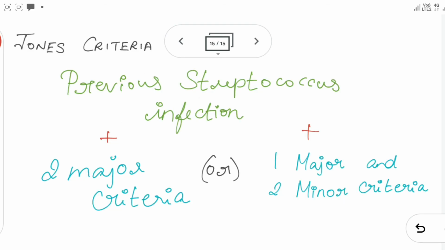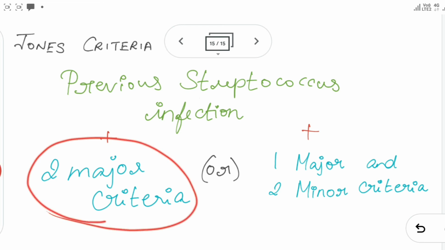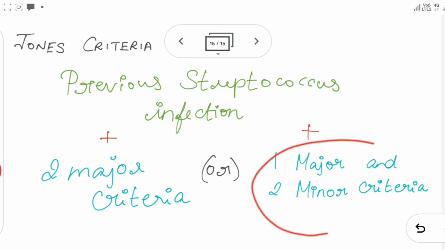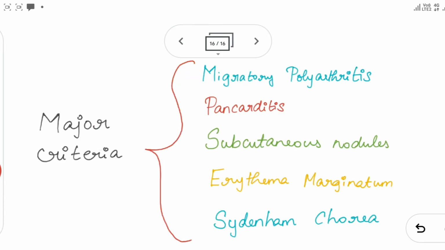Coming to Jones criteria, according to which a person is diagnosed of having rheumatic fever if there is evidence of previous group A beta hemolytic streptococcus infection plus 2 major criteria or 1 major and 2 minor criteria. So first we'll see the major criteria, which are migratory polyarthritis, Pancarditis, subcutaneous nodules, erythema marginatum, and Sydenham chorea.